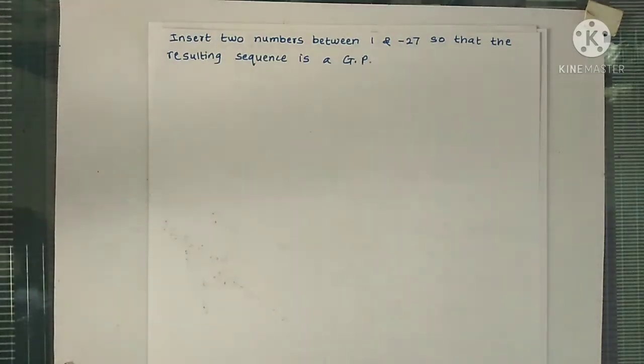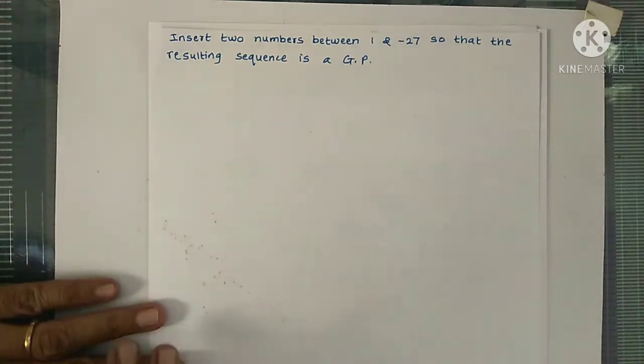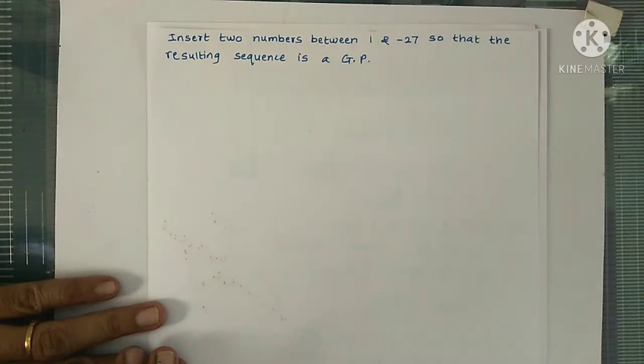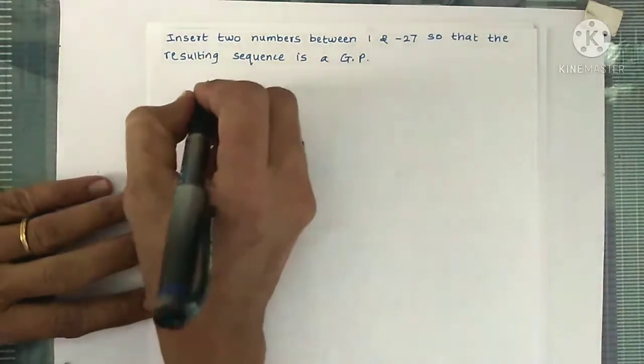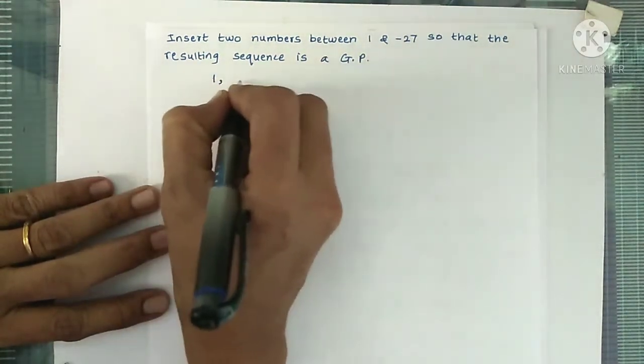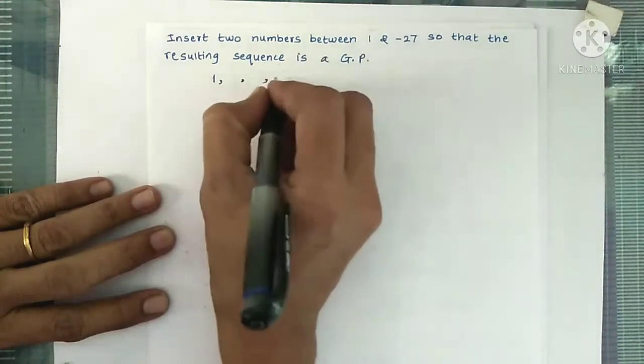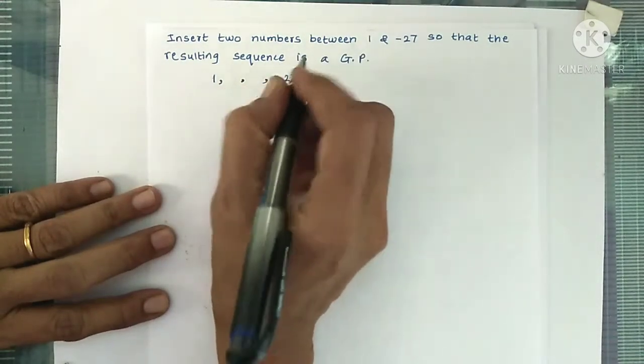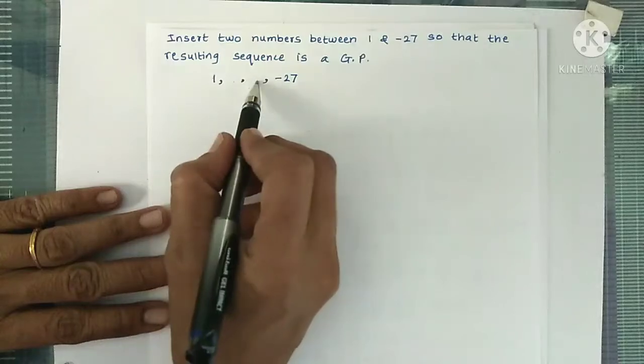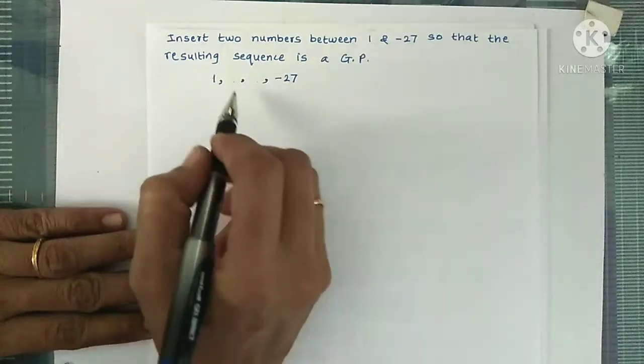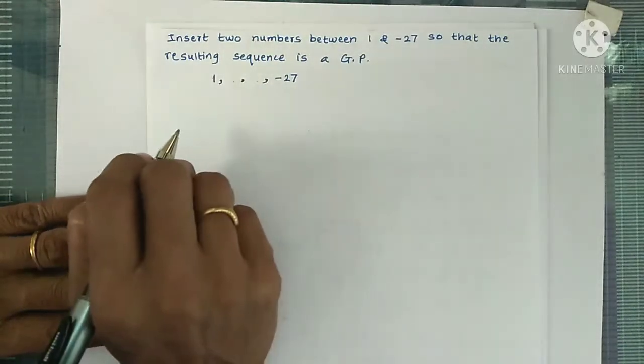Students, in this video we are going to solve two questions and we are going to study series. So first let's solve this question. Insert two numbers between 1 and -27 so that the resulting sequence is a GP. Now first number is 1, then we want two numbers and then -27. So we have to insert two numbers here so that this sequence becomes a GP.